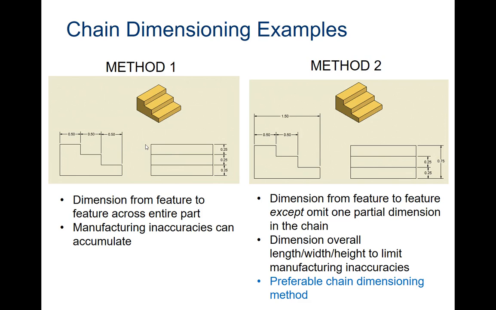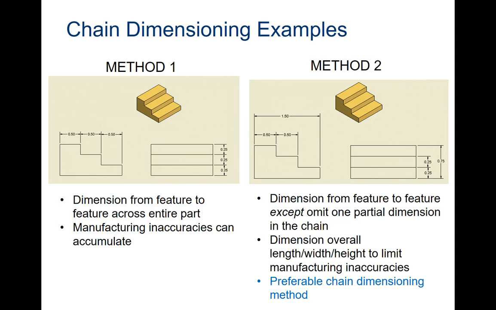Another form of chain dimensioning is where you give the overall dimension and then you chain a few of the dimensions inside. We've used this one quite frequently. This will eliminate some of the manufacturing inaccuracies because we know what the overall should be. We're not going to have the entire part be too small, but we still can get some inaccuracies, just not nearly as many. So if you're using chain dimensioning, you should be using method 2. I have taught you guys always include an overall width, length, and height. So you should have a default of using this method too.